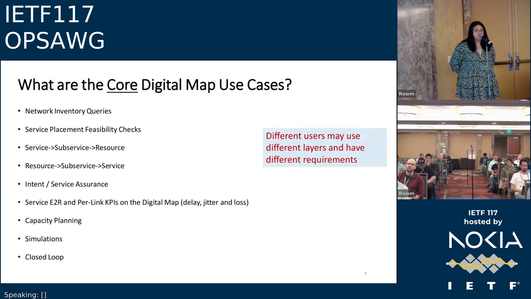So these are some of the use cases. They're just listed. We didn't elaborate further on those. We may discuss if a separate draft may be needed for these. So these are the core digital map use cases that we collected from the operators, and they're different, from basic inventory queries to the closed loop at the end. Next, please.